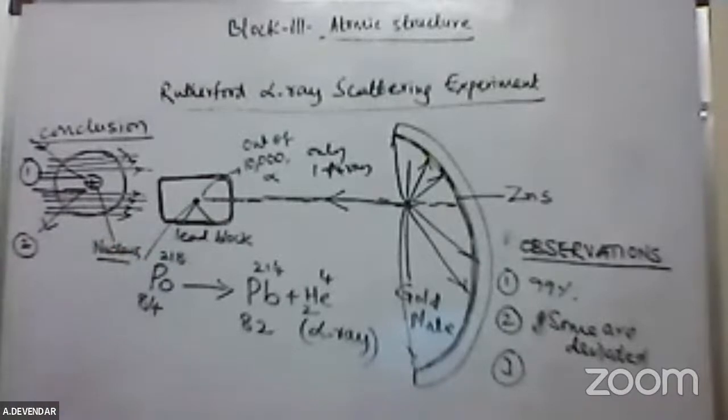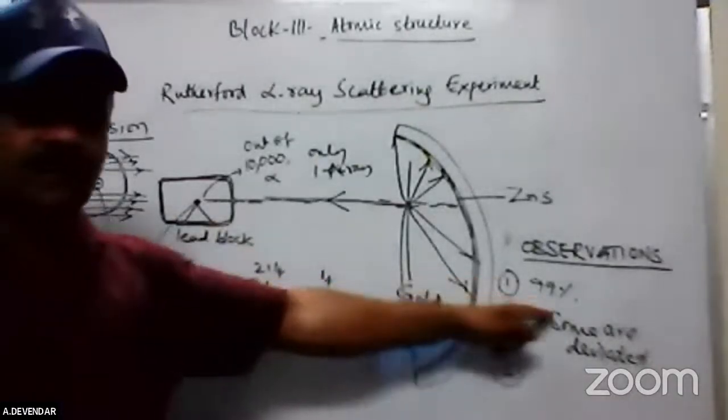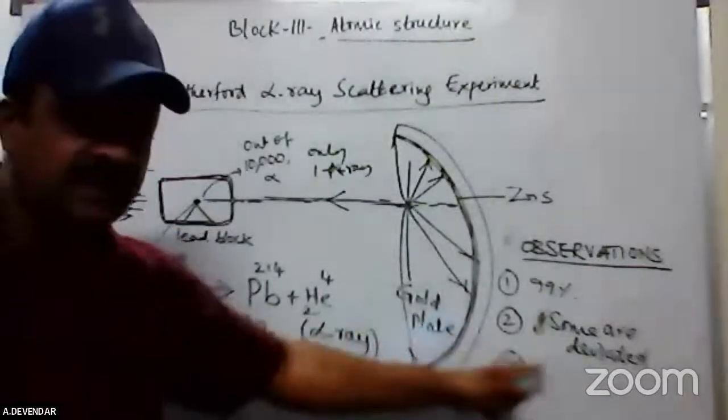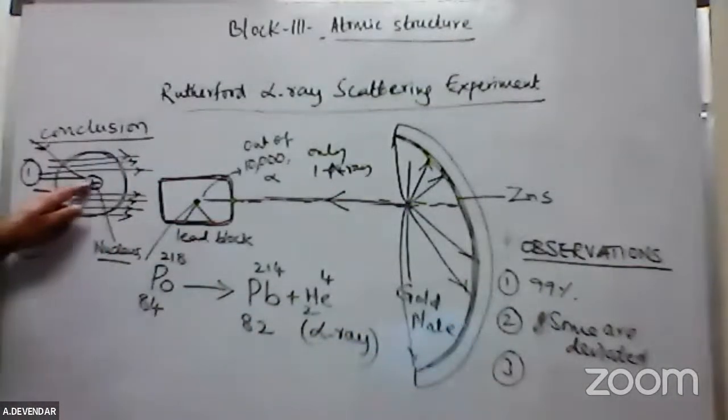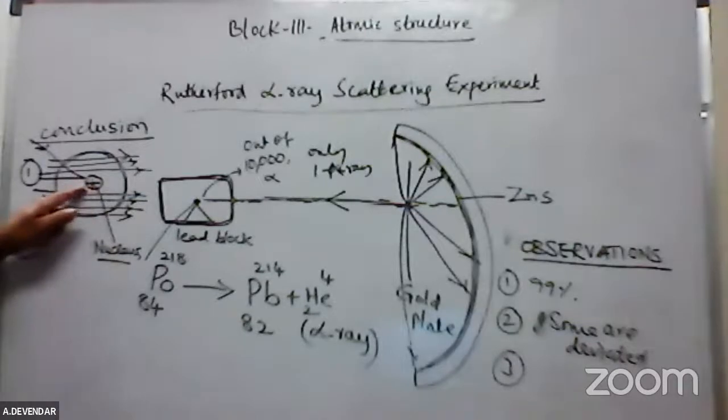The nucleus was put forth by Rutherford. At the atom's center, the atom is a hollow sphere, mostly empty. Due to that, 99% of the alpha particles pass through the gold plate with no deviation at all. But a few are deviated because the center has positive charge, and the mass of the atom is concentrated there. This positive charge and mass concentrated at the center is called the nucleus. Due to the positive charge, they are deviating.